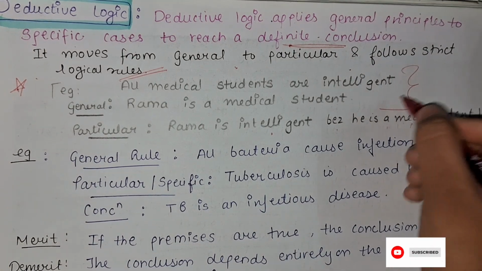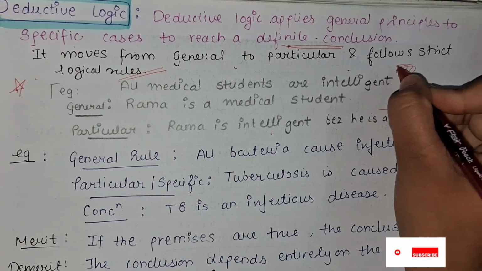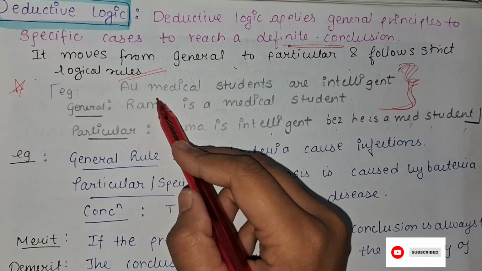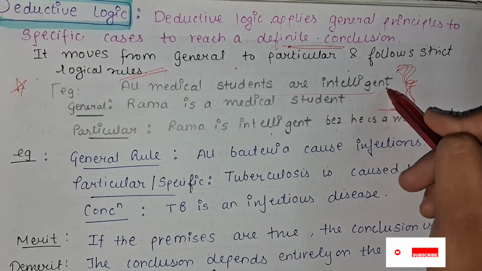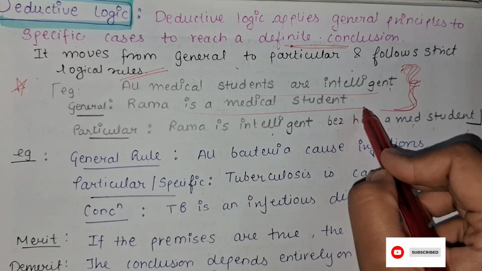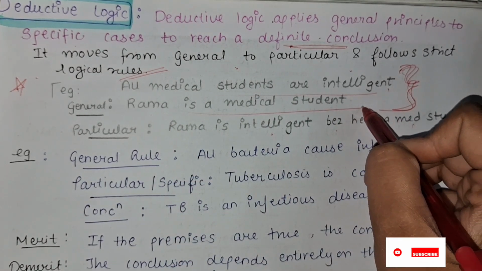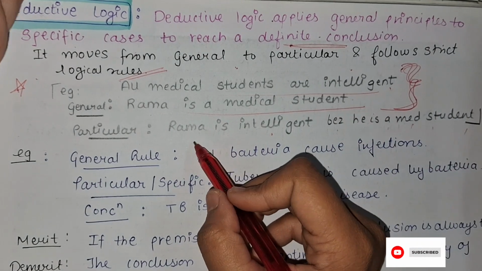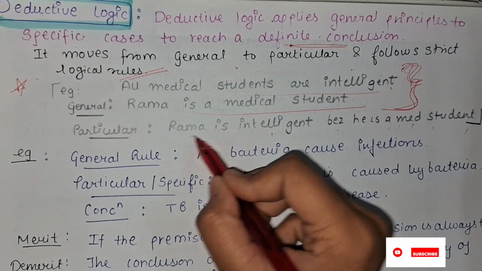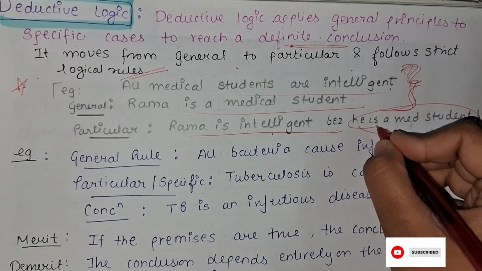So if we have a general idea that all medical students are intelligent, and you get a case where Rama is a medical student, you come to the conclusion that Rama is intelligent because he is a medical student.